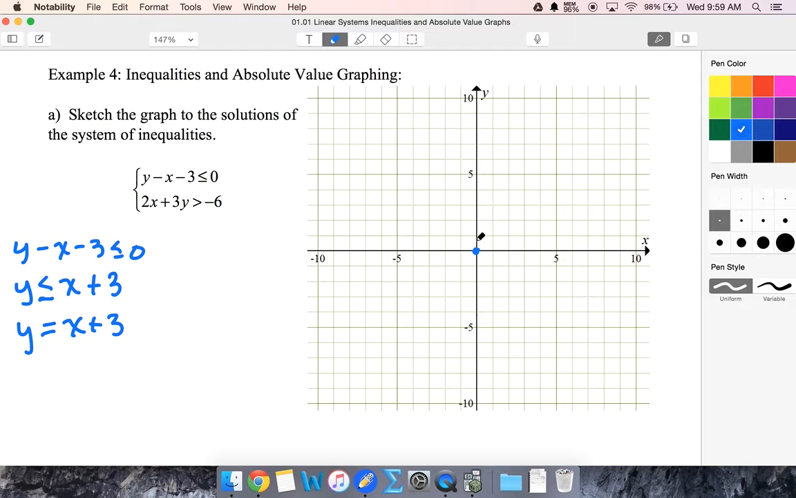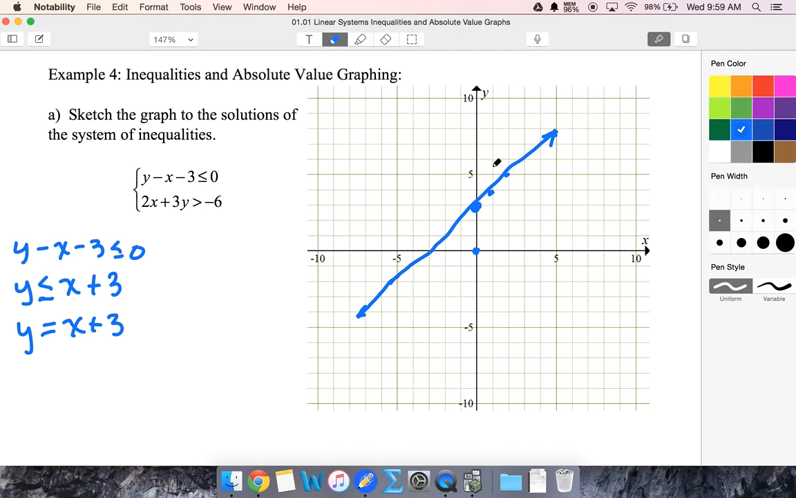So let's go up and graph that. 1, 2, 3. And then a slope of 1, I'm going to go over 1, up 1. And here's where I really wish that Notability included some sort of line tool because it's hard to draw a straight line without a ruler, but that seems okay.